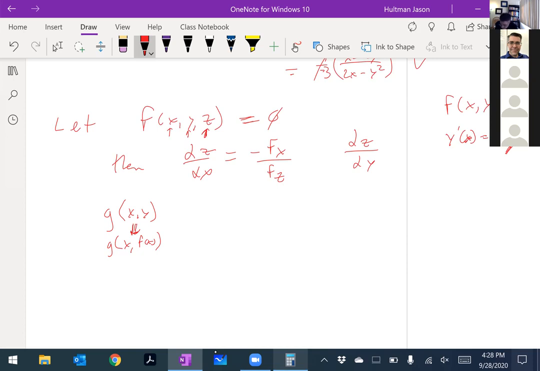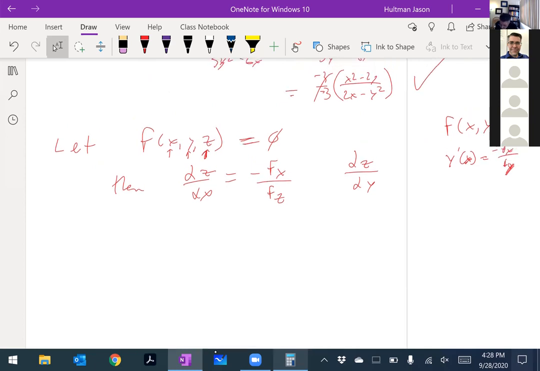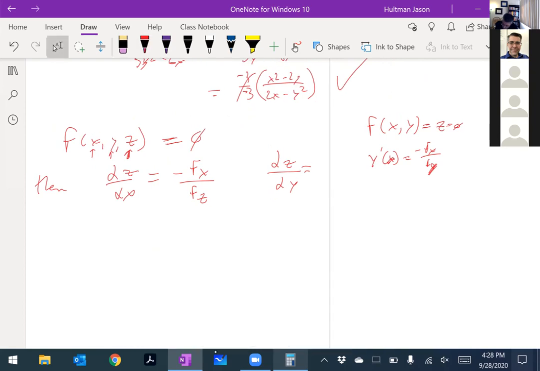So again, I don't want to get too lost in the sauce, but it's just an analogy. It's analogous to what we've done already with 2 variables, or 3 basically. We're going to now do it with 3 variables here. We have x, y, z, so dz dx is these partials, and dz dy is going to be these partials, f sub y over f sub z.